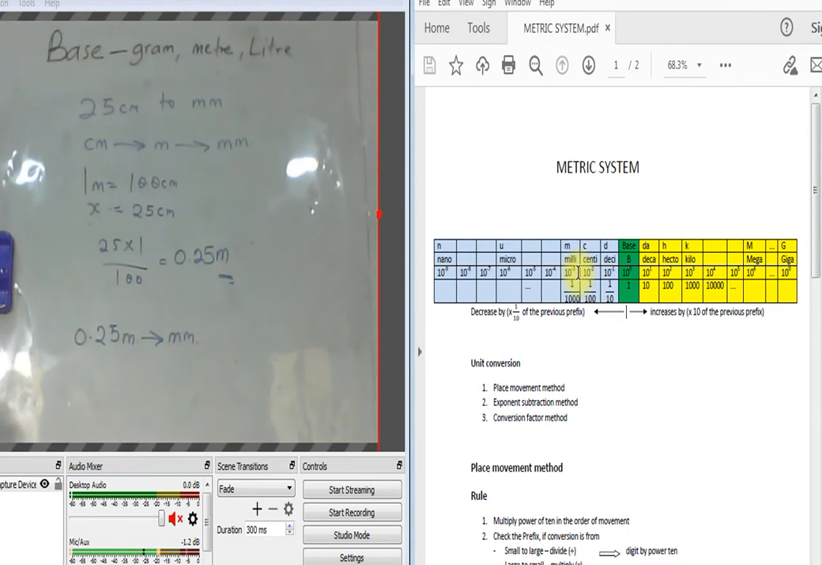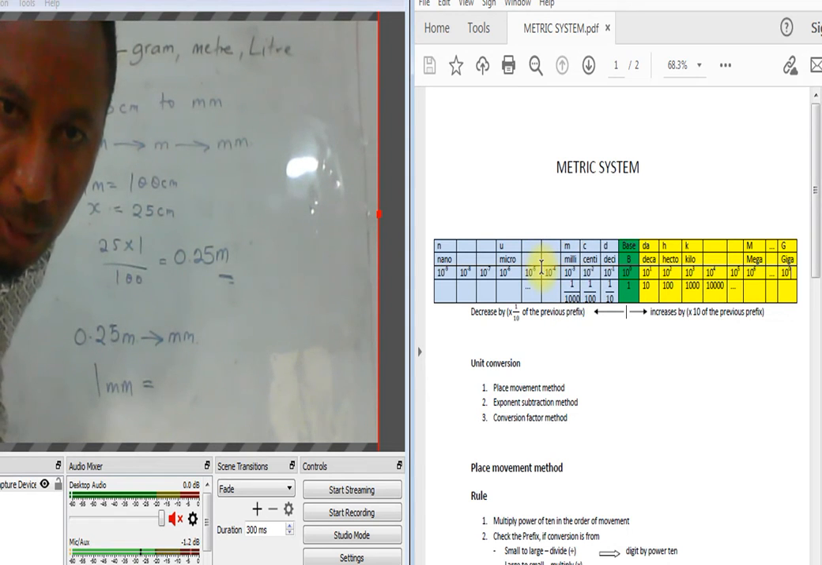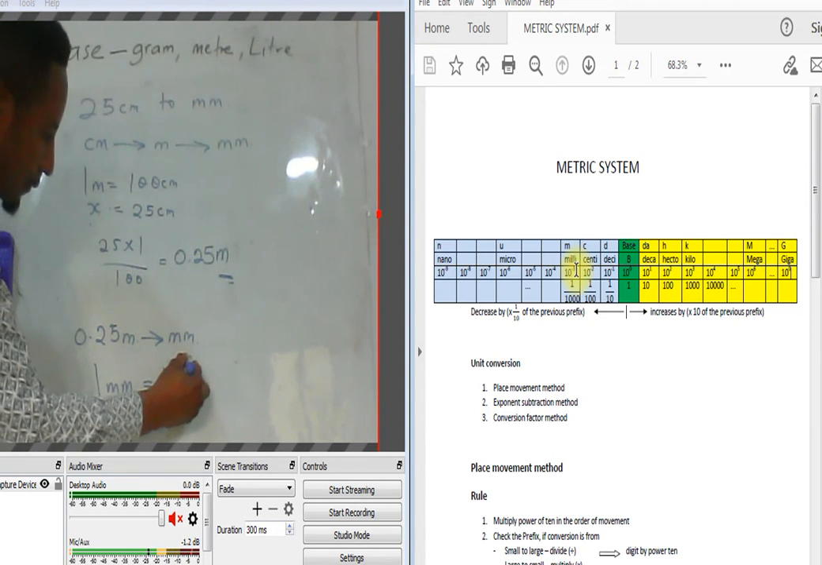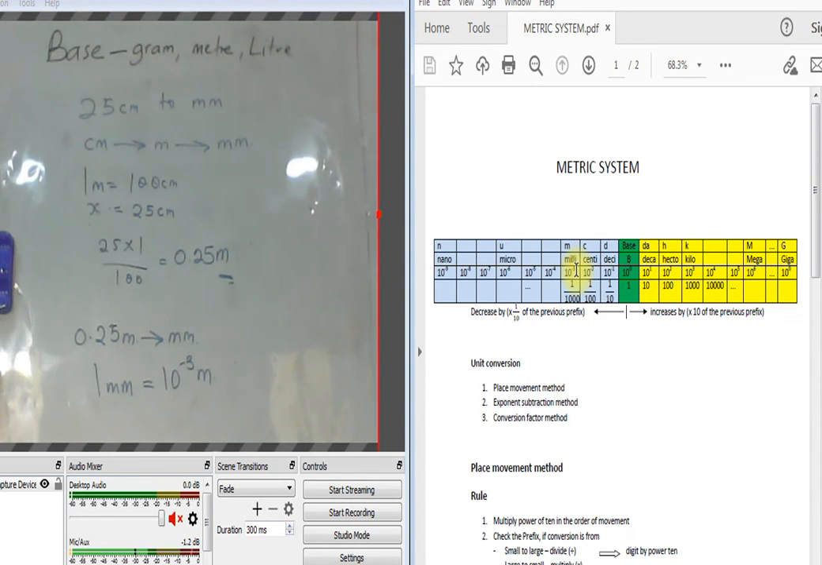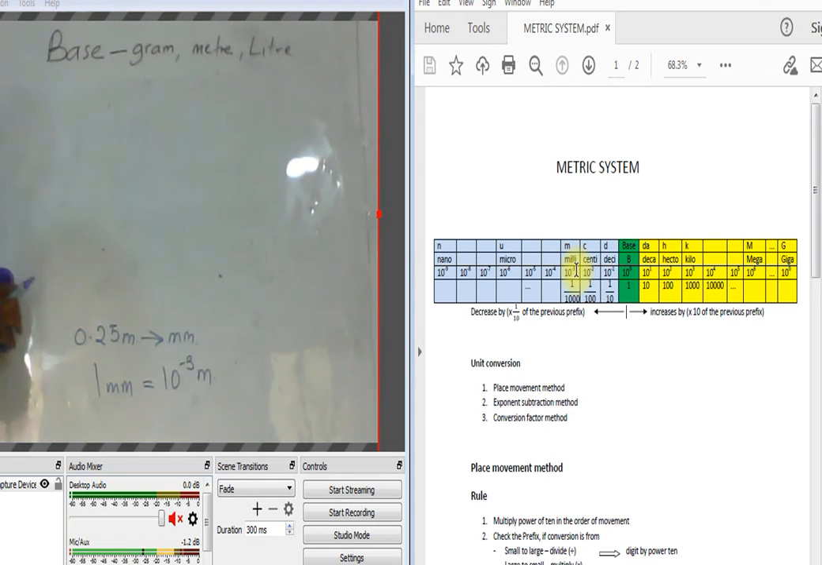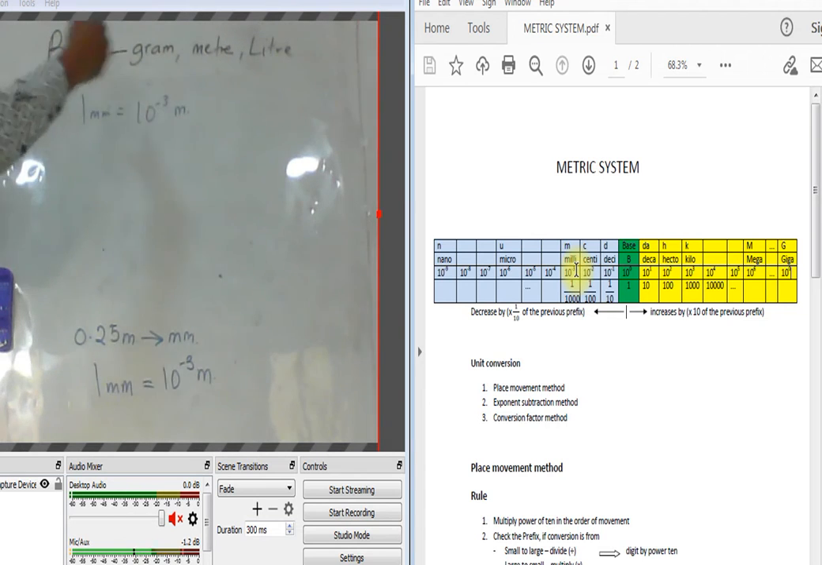Now I have to get the conversion factor. 1 millimeter will be equal to how many meter? Let's look at millimeter. What do we have there? We have 10 to the power of minus 3, right? So 1 millimeter is 10 to the power of minus 3 of the base unit. I can convert by comparing. Or you can say 1 meter equals 1,000 millimeters.